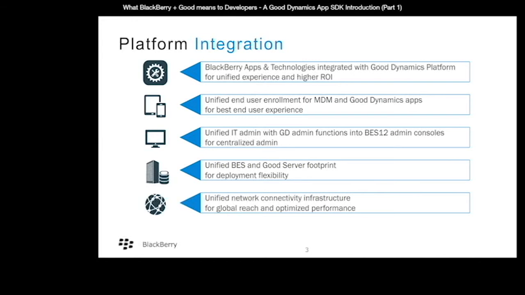The first step is taking BlackBerry apps and technologies and integrating them with the Good SDK. We've already started that process with some of the BlackBerry services that we have today, for example, Watchdogs and Ad Hoc and so on. Those applications have been embedded with the Good Dynamics SDK and deployed so that they will show up inside the Good container. The next step that's happened is unified end-user enrollment. That's also happened as of last week. On Friday, we launched the latest update to BES 12.4.